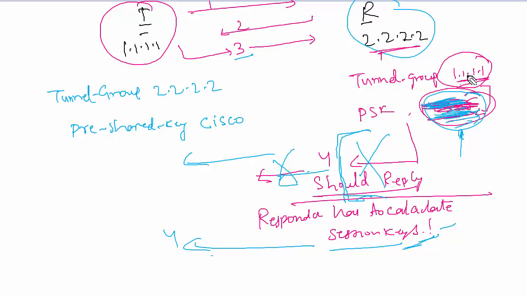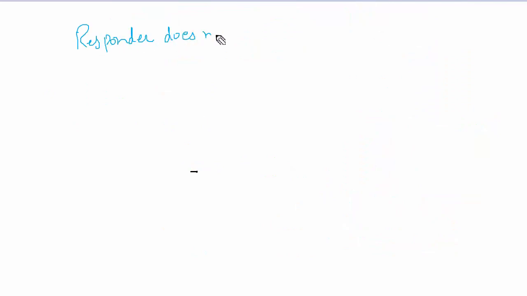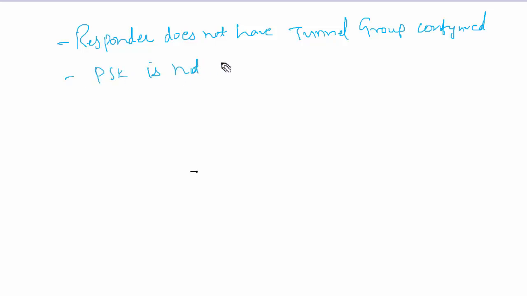Another reason can be if the tunnel group is itself not configured, right? Because the pre-shared key is configured in the tunnel group. So if the tunnel group is not there, it can't find a pre-shared key for that, right? So there could be two possible reasons on the responder end. One, the responder does not have the tunnel group configured, and the second reason can be the tunnel group does not have a pre-shared key configured.